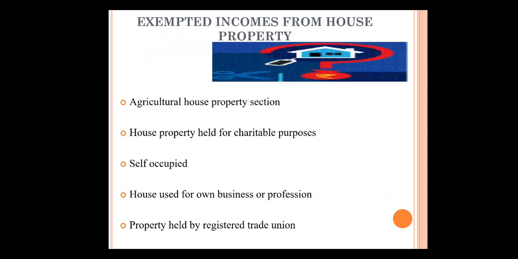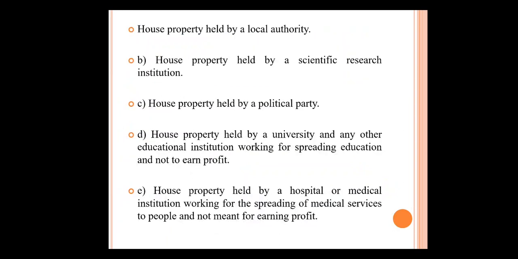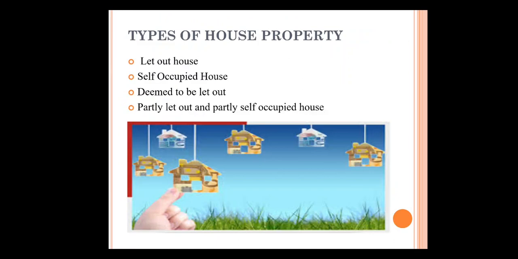Then house property held for charitable purpose. Then self-occupied house used for own business or profession. Property held by a registered trade union. House property held by a local authority. House property held by a scientific research institution. House property used for the purpose of a political party. House property used by educational institutions for spreading education, not to earn profit. House property used for a hospital or medical institution for the purpose of providing service to the public. These incomes are exempted from tax.